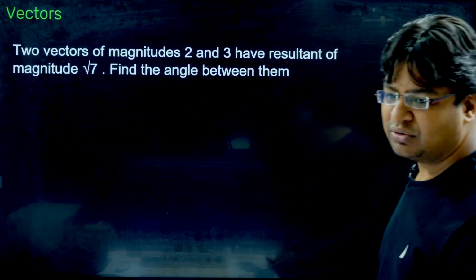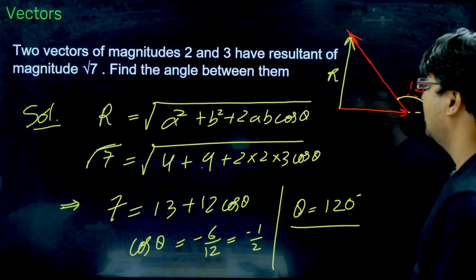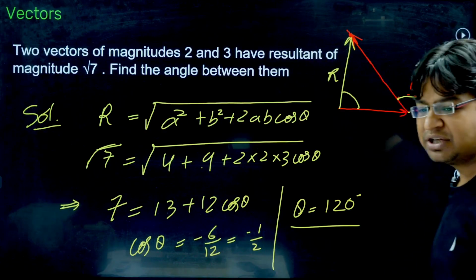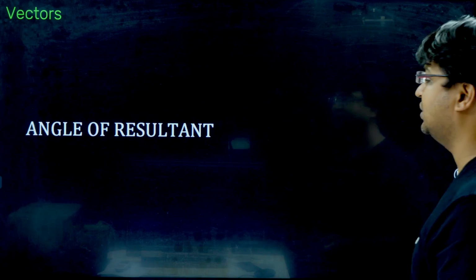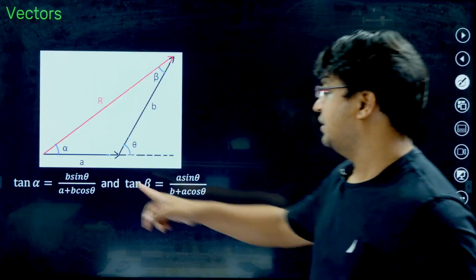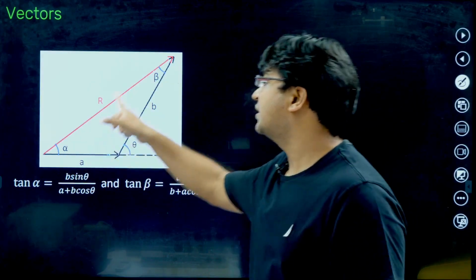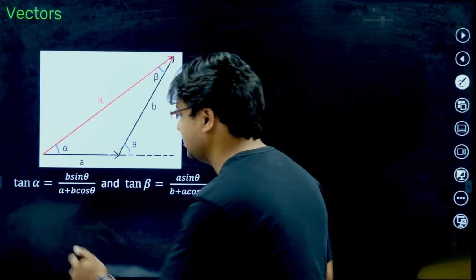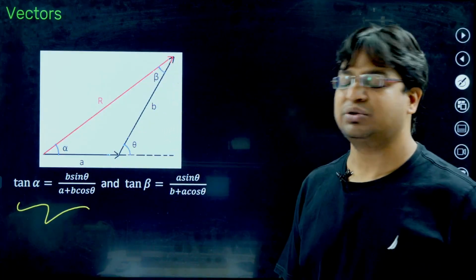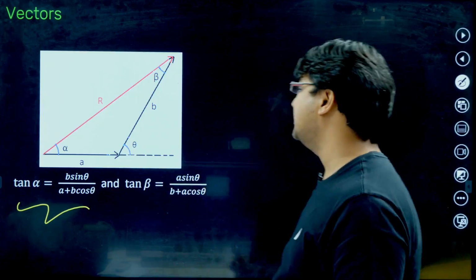Now what remains is that we know the resultant is of this length, root 7. What about the angle that the resultant makes with any one vector? Do we know that angle? We need to find a way to know that angle also. If this is vector A, this is vector B, and theta is the angle between the two vectors, and the resultant makes angle alpha with A, then this is the formula we are going to use: tan alpha equals B sin theta divided by A plus B cos theta. It's actually a very simple formula to derive.